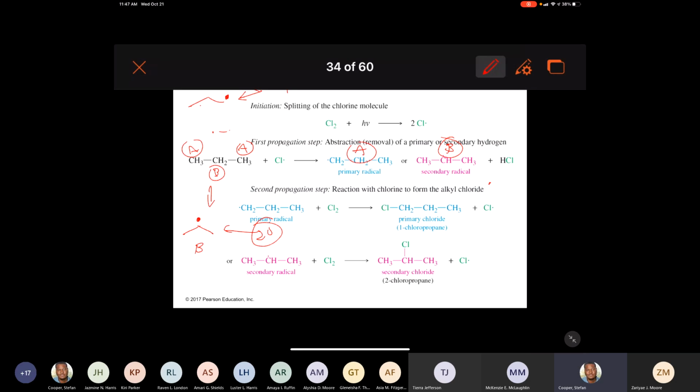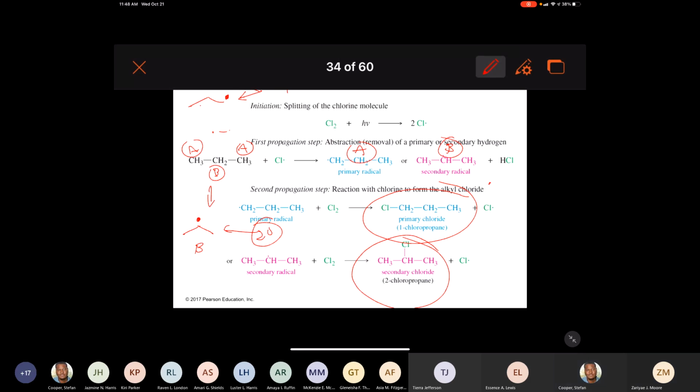Yep, the question is, if I had to ask you, from the product that came from terminating at the primary site, which gives you 1-chloropropane, or the product that came from terminating at the secondary site to give you 2-chloropropane, which one would be the major product? The secondary? Is everybody comfortable with that so far?